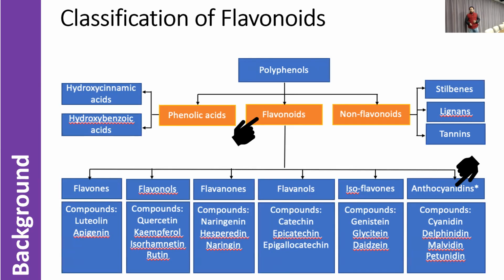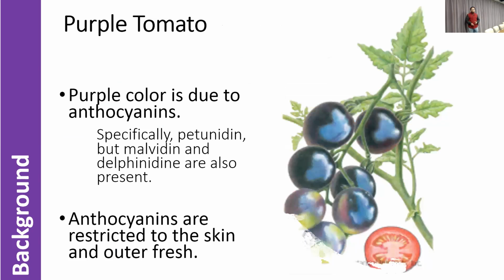Since the flavonoid that is present in tomato is anthocyanidins, we are just going to focus on anthocyanidins. So what are anthocyanidins, or what are anthocyanins? Let's go on that. The anthocyanins impart the purple color in tomato, so we love to call it a purple tomato. So the anthocyanins are the cause that makes the tomato purple. Within the anthocyanins, the classes that are responsible for imparting purple color are petunidin, and trace amounts of delphinidin and malvidin are also present.